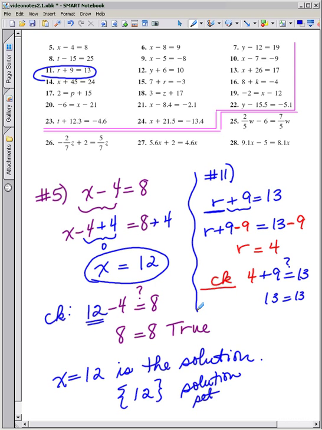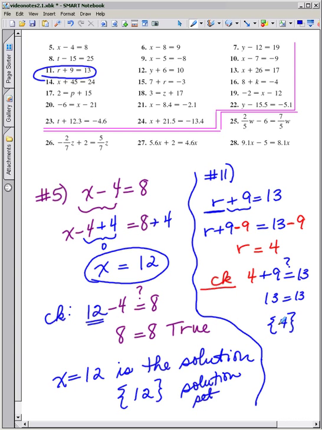Or another way to write that is the solution set containing the number 4. Okay, don't put in the 13. 13 is just what each side reduces to when you evaluate it at the value 4. 4 is the number that made it a true statement. That is the solution to the equation. Okay?